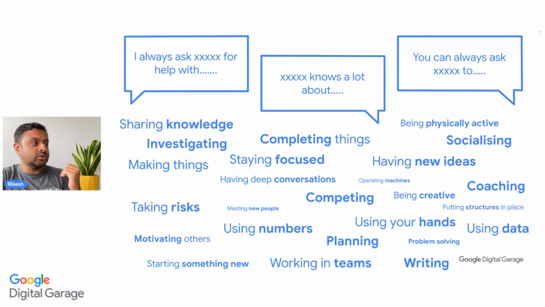So if someone says, I always ask Rob for help with having deep conversations or staying focused or having new ideas. If a lot of people are saying about you, Rob, that you are somebody who is always having ideas, that is something that you can think, oh, that's one of my strengths. Because remember, we're getting these answers from outside of ourselves. And as the Dunning-Kruger effect has shown, that's much better than actually getting answers from our own selves. So it's a really important exercise.